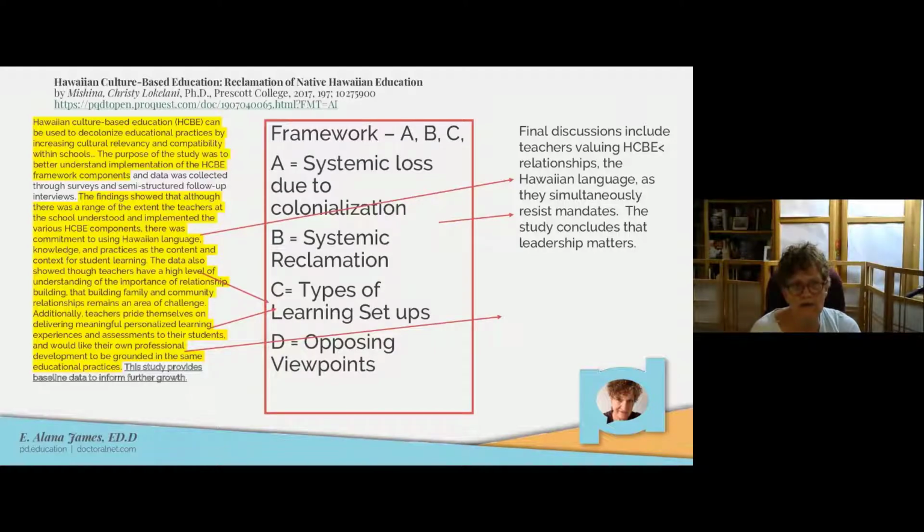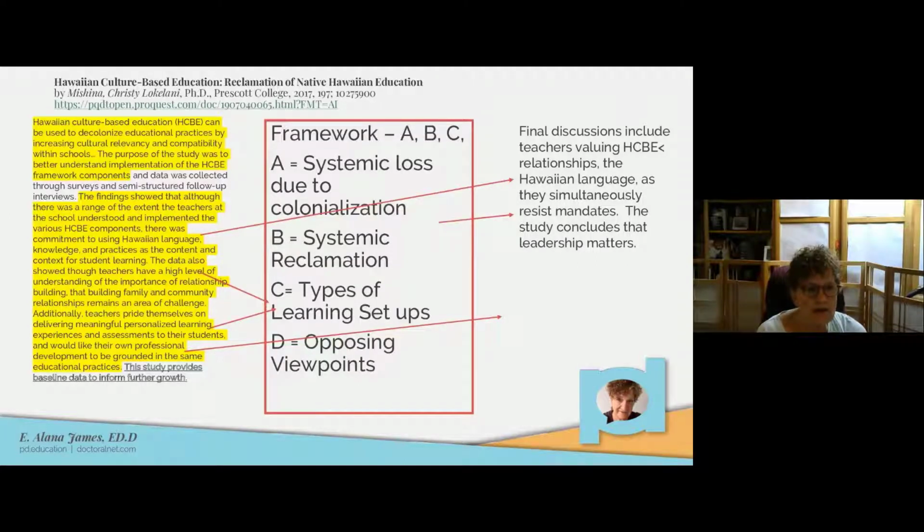So this is about Hawaiian culture-based education, reclaiming Native Hawaiian education. So there's a particular Hawaiian culture-based education, HCBE, that can be used to decolonize educational practices by increasing cultural relevancy and compatibility within schools. The purpose of the study was to better understand implementation of HCBE framework components. So all around the world, the indigenous populations have this same problem, and this is a curriculum aimed at helping them have education that isn't so Western-based that it flies in the face of their personal culture.